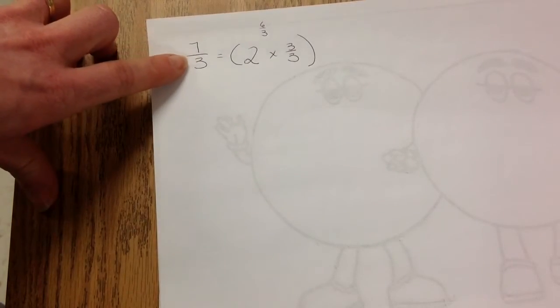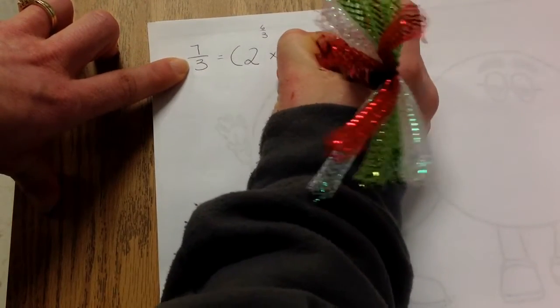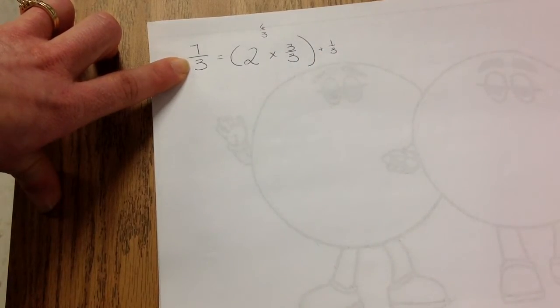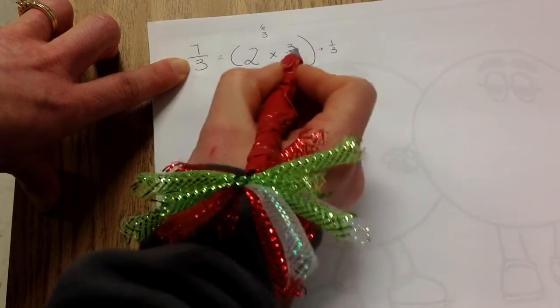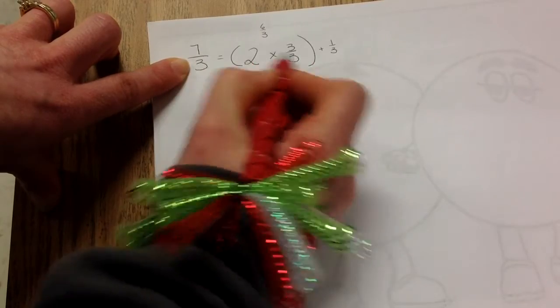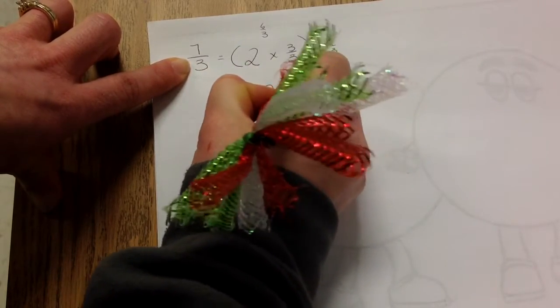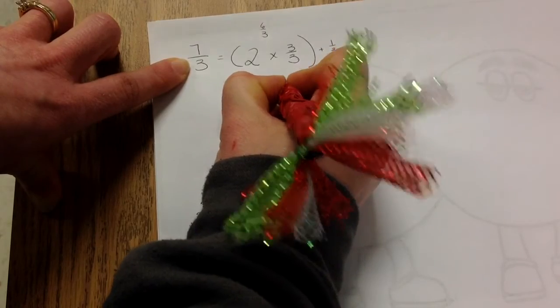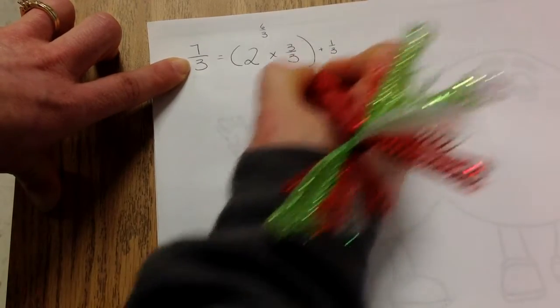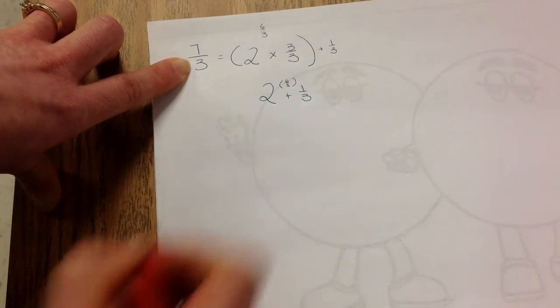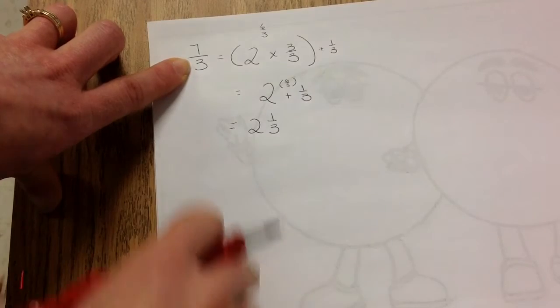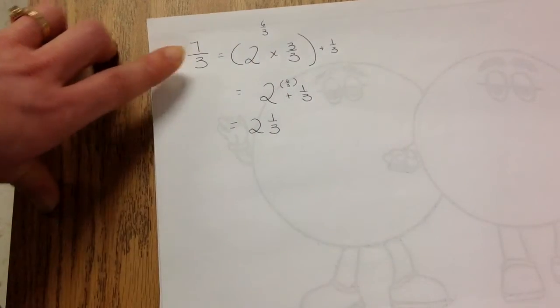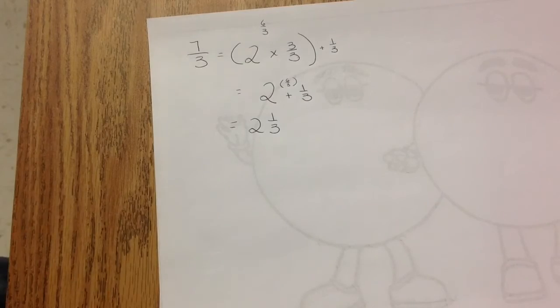But wait a minute, I didn't use them all. Oh, that's right. There's 1/3 left. So 2 groups of 3/3 is 2, because 3/3 is a whole, isn't it? So 2 groups of 3/3 is worth 2. Or you could say it's worth 6/3, which is the same as 2. And then you add your 1/3 in, and that equals 2 1/3. That's another way to show it with multiplication instead of breaking it down into that number bond.